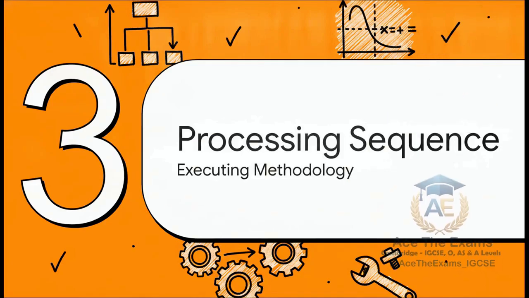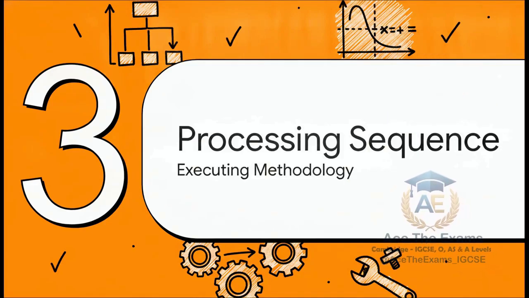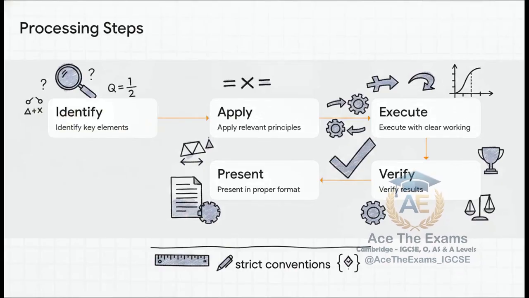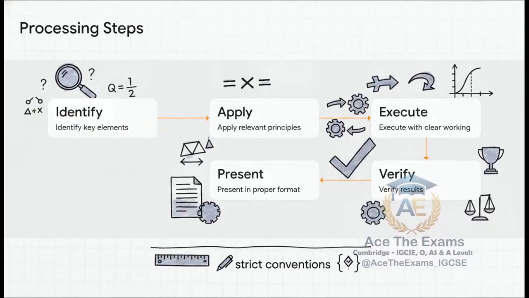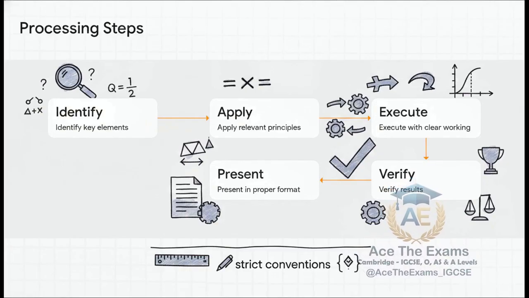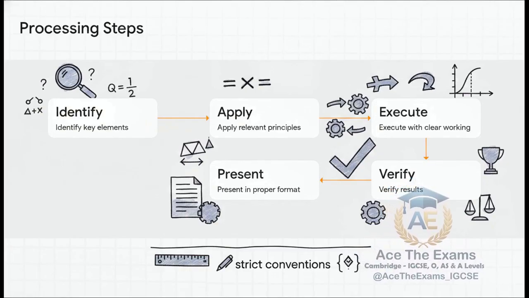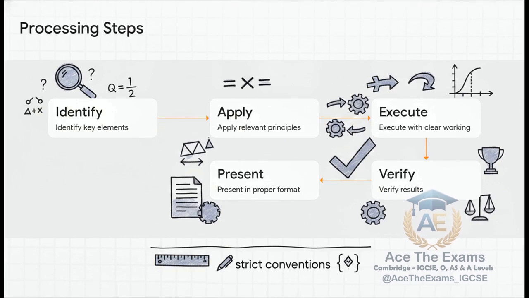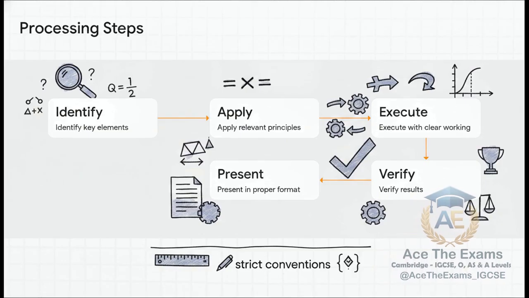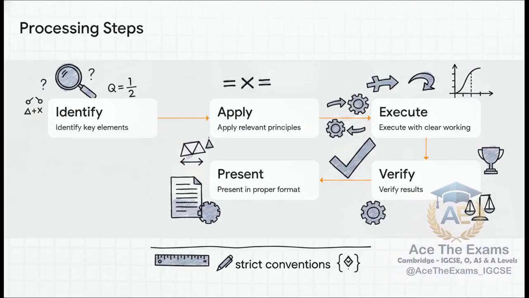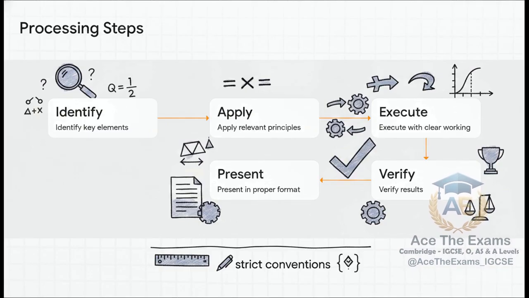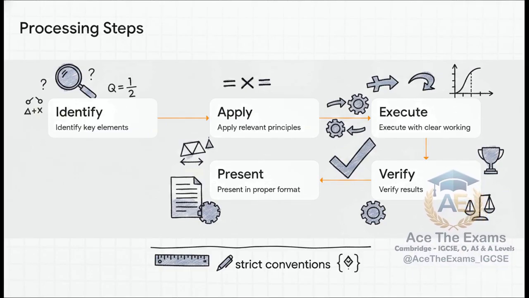Let's dive into Section 3, the standardized processing sequence, executing the methodology. Cambridge examiners expect a very specific, step-by-step procedural framework. It's practically a time management matrix for your brain. Step 1, identify the key elements of the question. What is the command word asking you to do? Step 2, apply the relevant principles. Ask yourself, is this an equation or an inequality? That changes everything. Step 3, execute your analysis with crystal clear working.